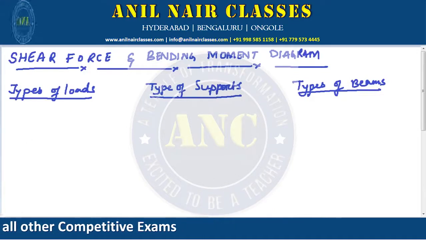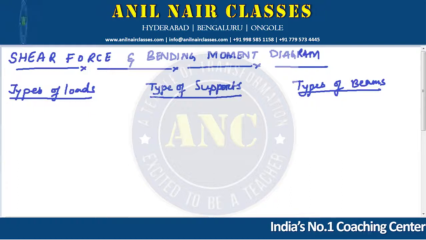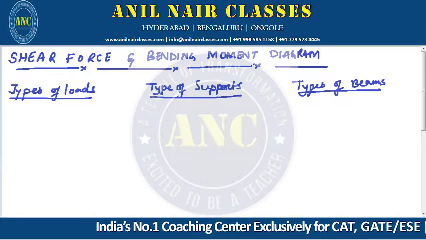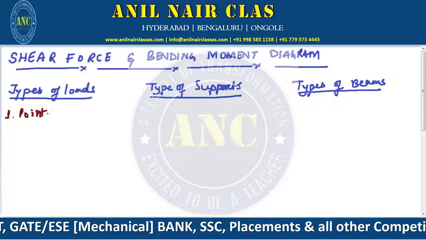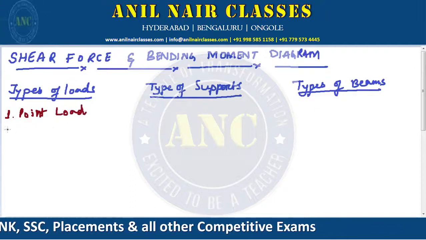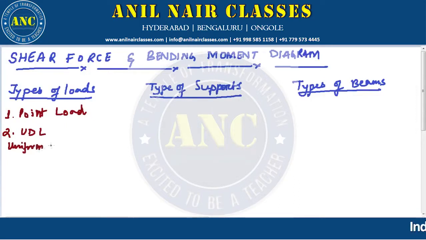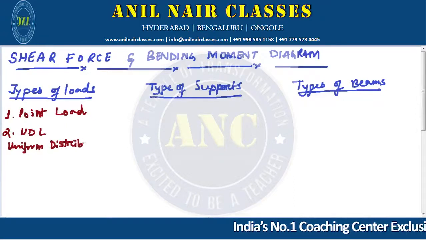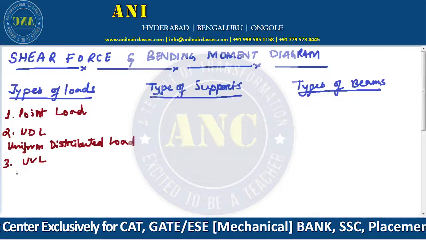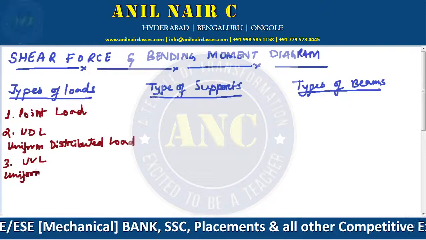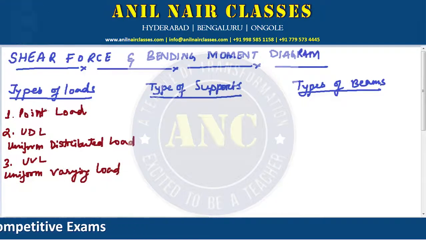So the types of loads are basically, here, the first type of load is point load. I'll discuss in detail, just keep patience. Point load. Then we have UDL, that is uniform distributed load. Then we have UVL, that is uniform varying load. These are the types of loads.